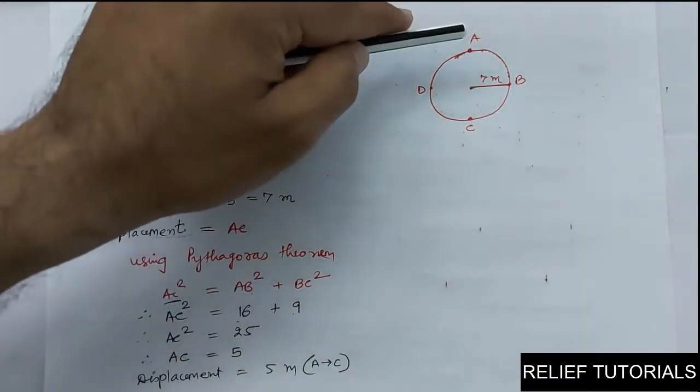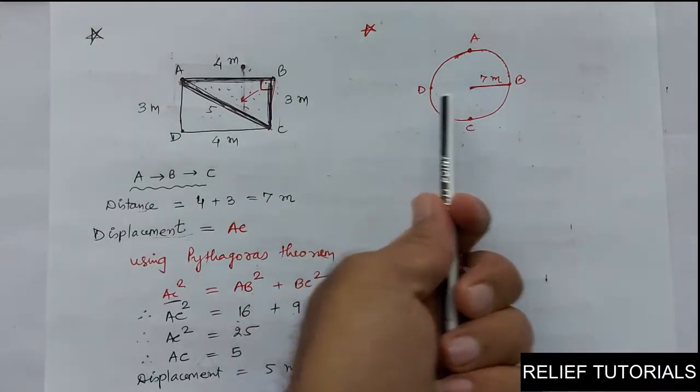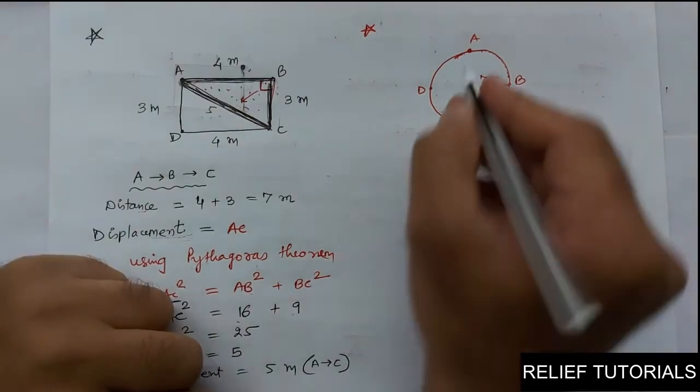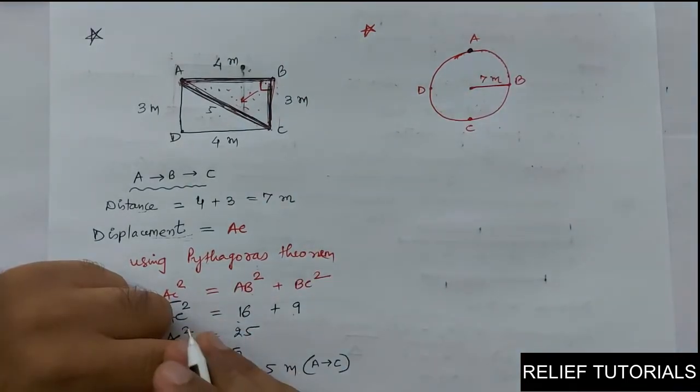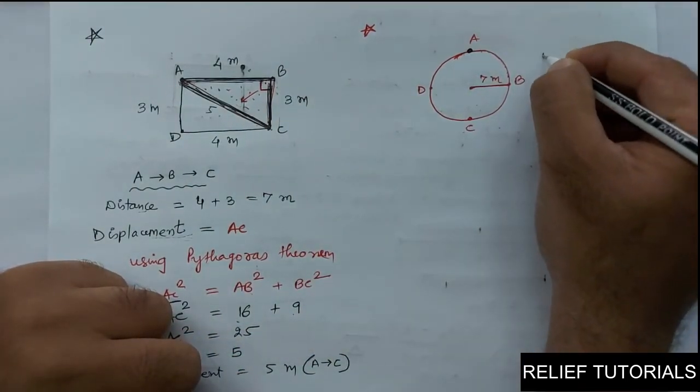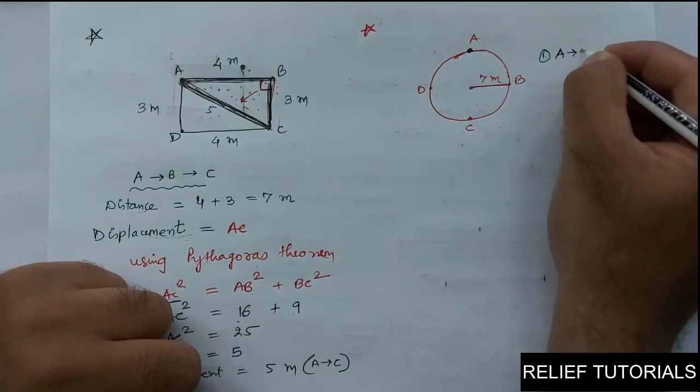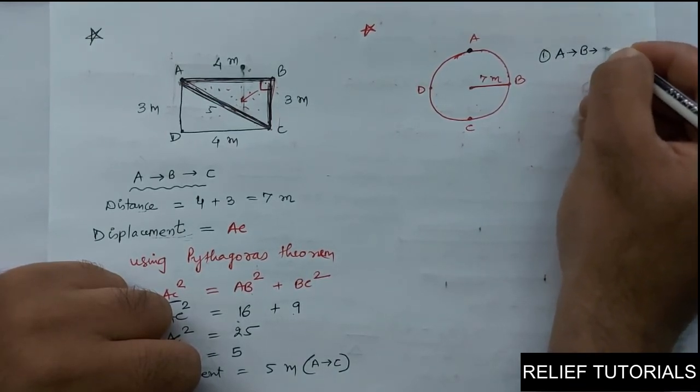If you join AC, it is diameter. If you join BD, it is also diameter. But let us see if we need to join them or not. The radius is given as 7 meter. Now consider one of the particles, or one of the sprinters, the jogger, who starts his jogging from point A. So the first question in this: the person starts jogging from point A to B to C.